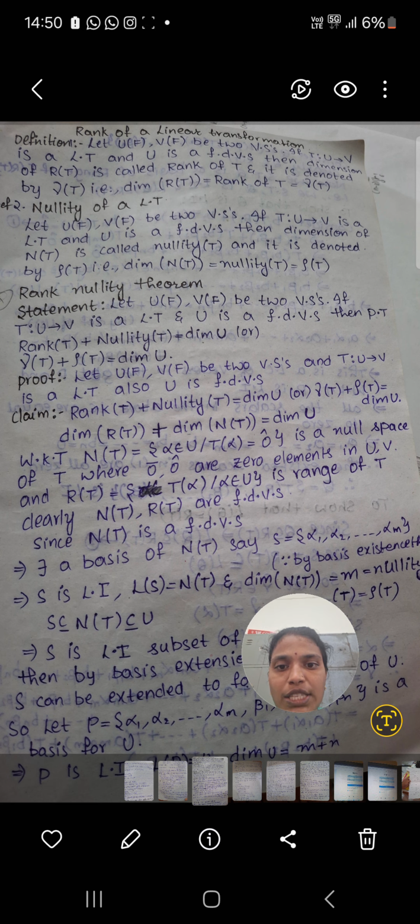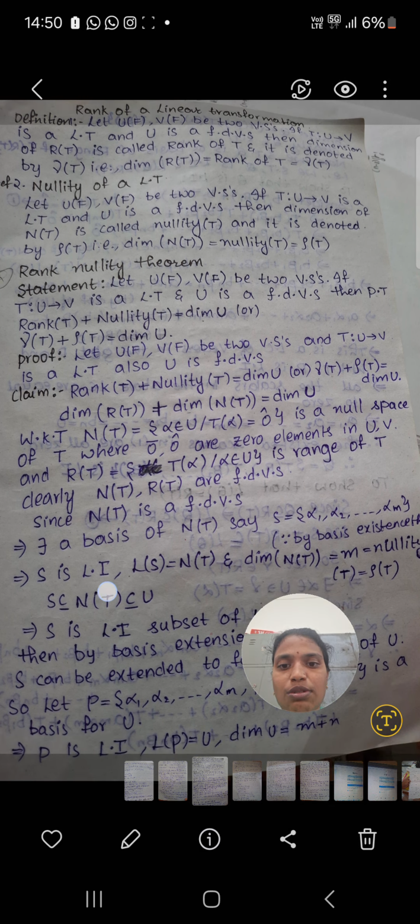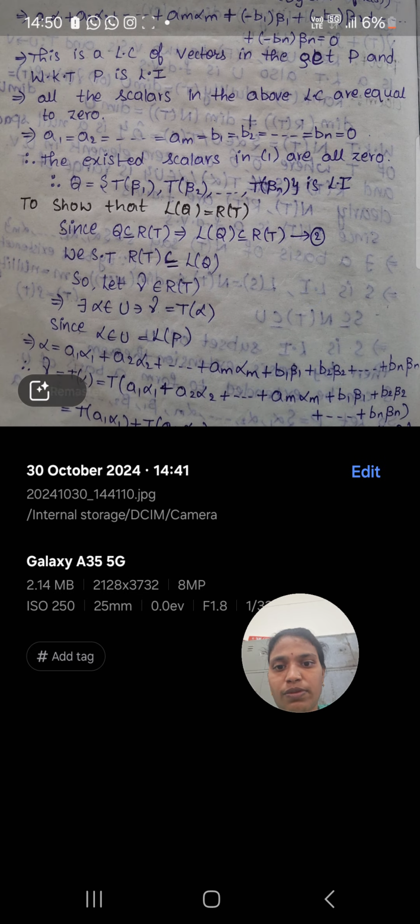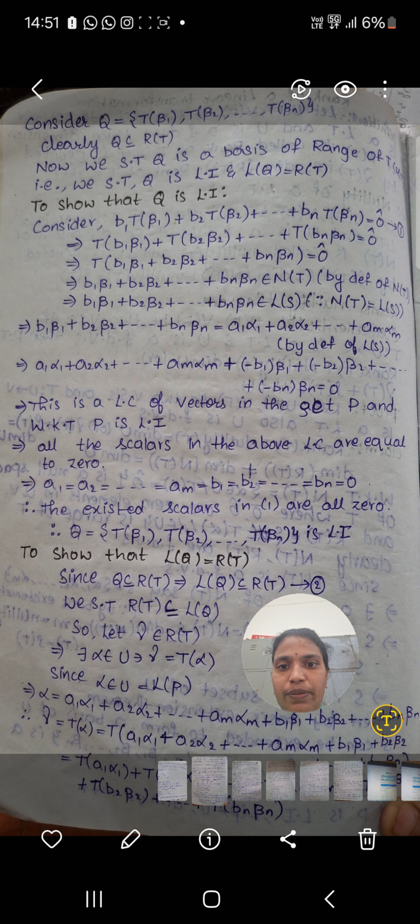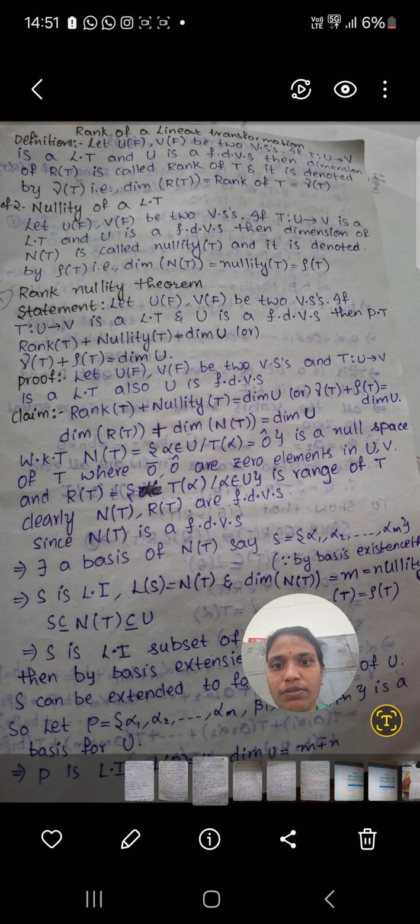We know that N of T is a set containing all the elements whose images are equal to 0. We know that N of T is equal to alpha belongs to U such that T of alpha is equal to 0. It is a null space. R of T, we know the definitions.